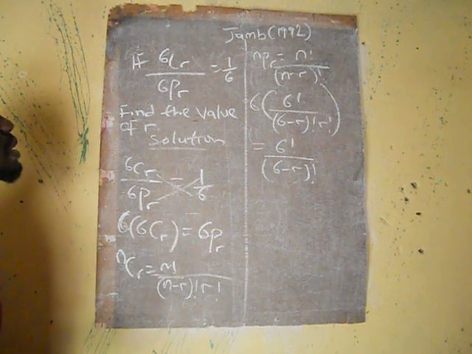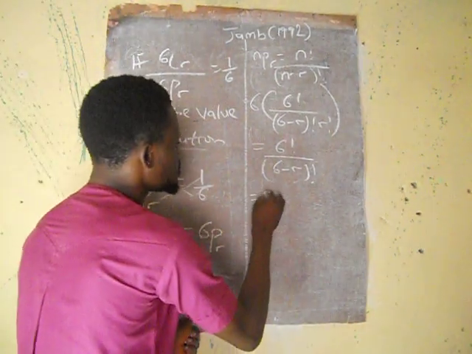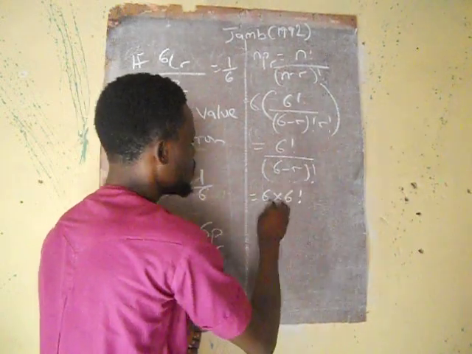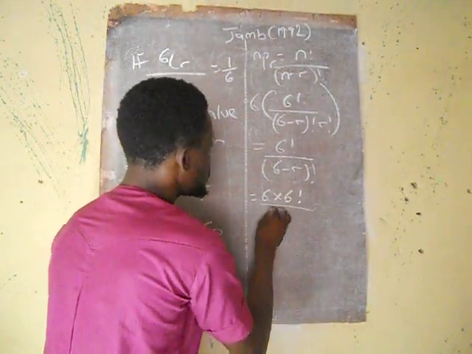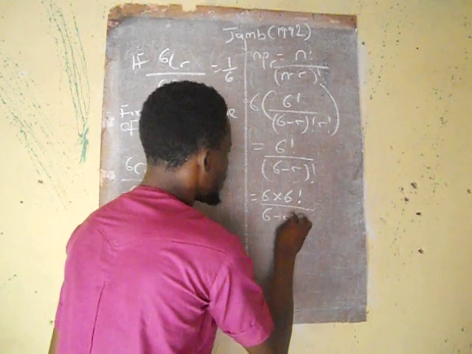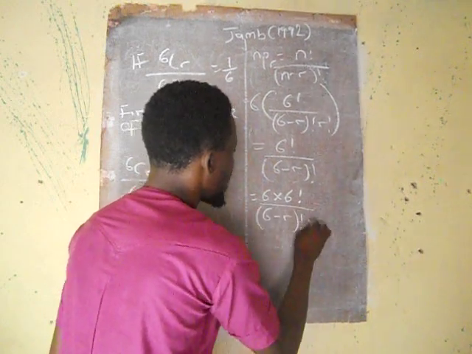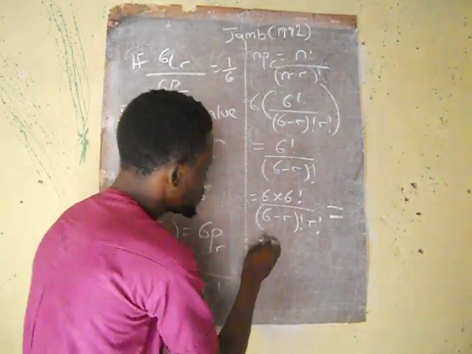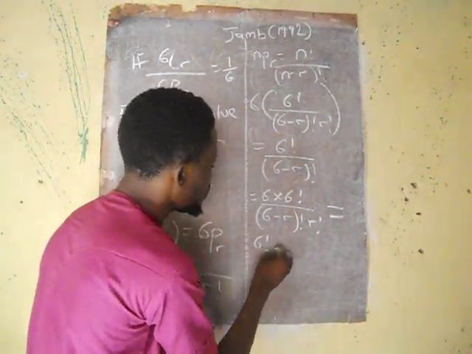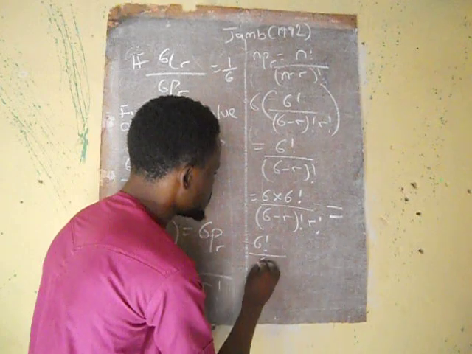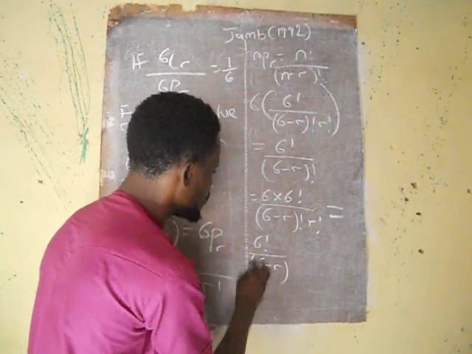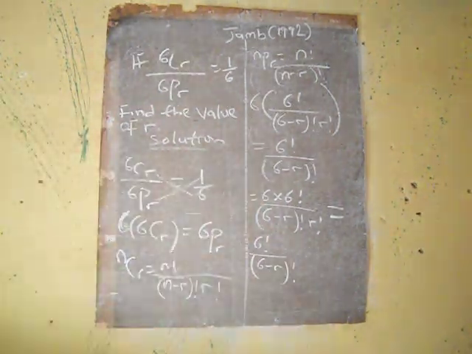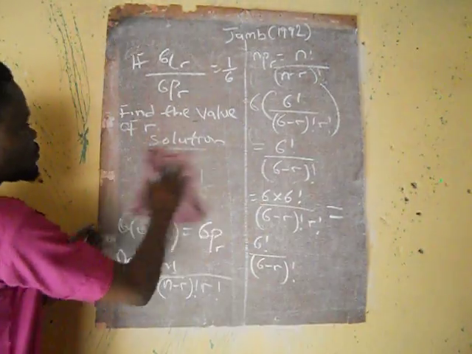I think we are getting it. So let's continue from this. Same thing as 6 times 6 factorial, I mean, I'm solving for this now, divided by 6 minus R factorial, which is equals to what? 6 factorial divided by 6 minus R factorial. So let's continue from here.